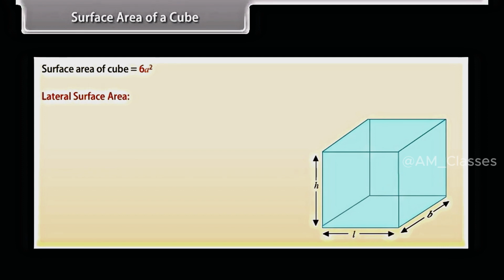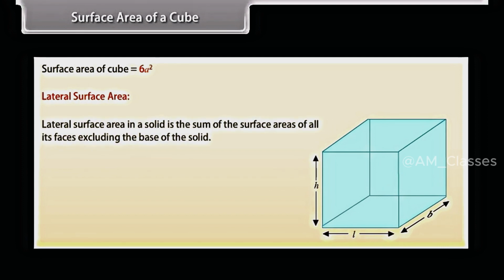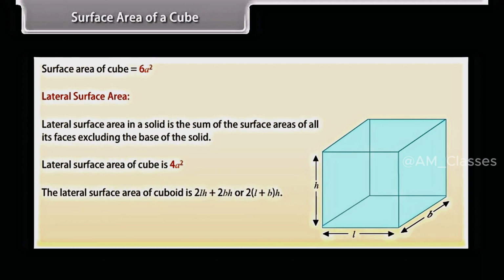Lateral surface area. Lateral surface area of a solid is the sum of the surface areas of all its faces excluding the base of the solid. Lateral surface area of a cube is 4A square. And the lateral surface area of a cuboid is 2LH plus 2BH, or 2 into (L plus B) into H.